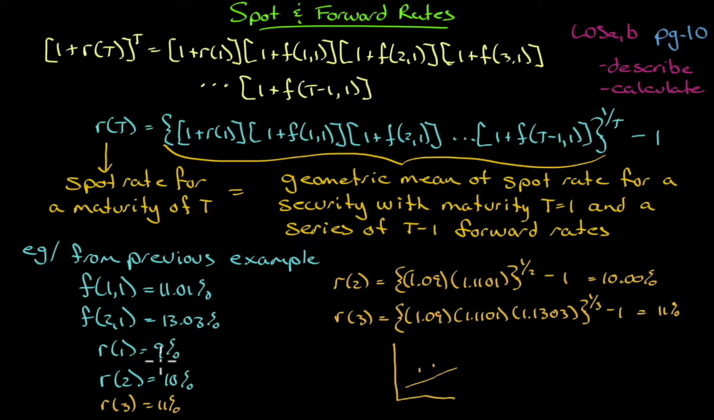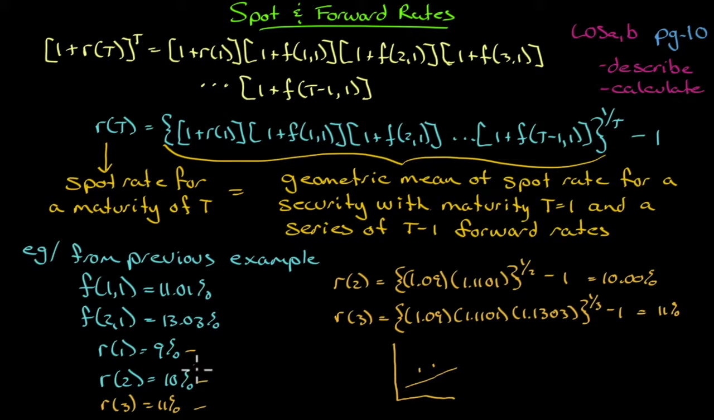Our current spot is 9%. If we go into the spot market today and buy a 1-year zero, we'll yield 9%. If we buy a 2-year zero today, we'll yield 10%. And if we buy a 3-year zero today, we'll yield 11%.